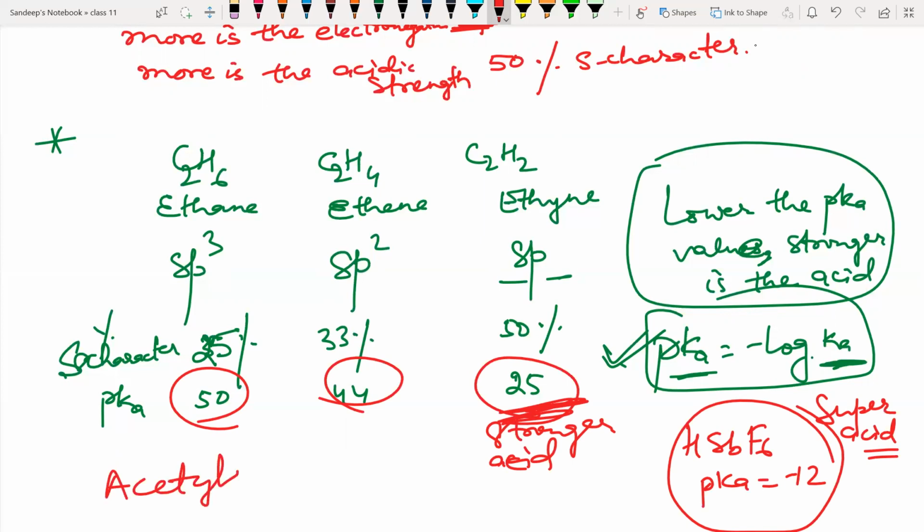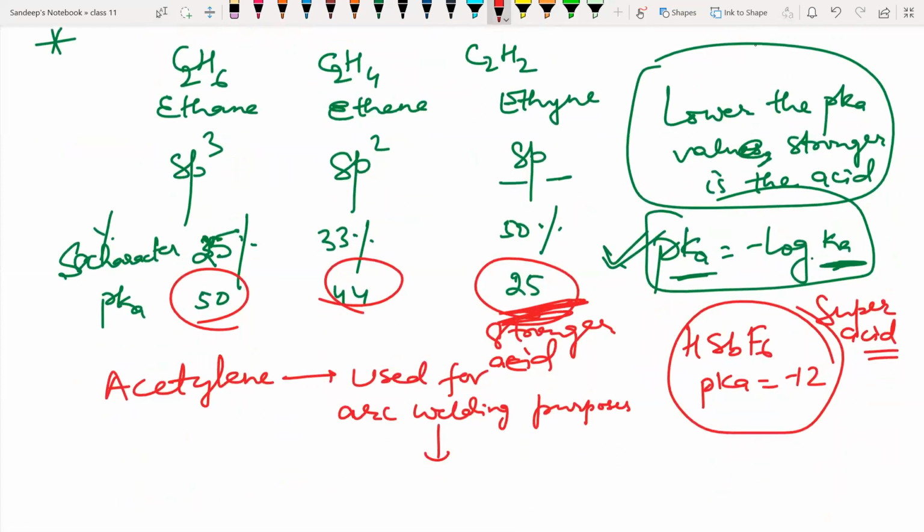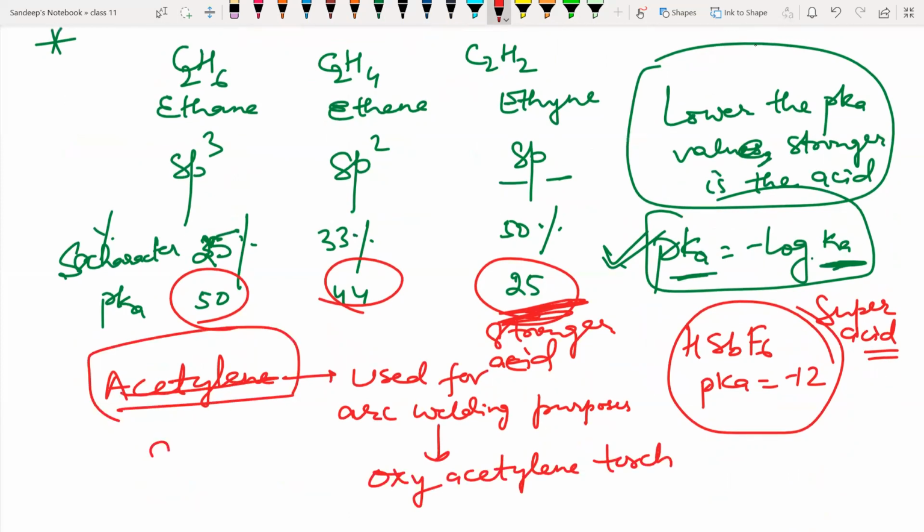Acetylene, the first member of alkyne, is used for arc welding purposes in the form of an oxyacetylene torch. Acetylene, that is the common CH triple bond CH, also written as C2H2. When acetylene is mixed with oxygen gas, it is used for welding, that is the oxyacetylene torch, because it releases a huge amount of energy.